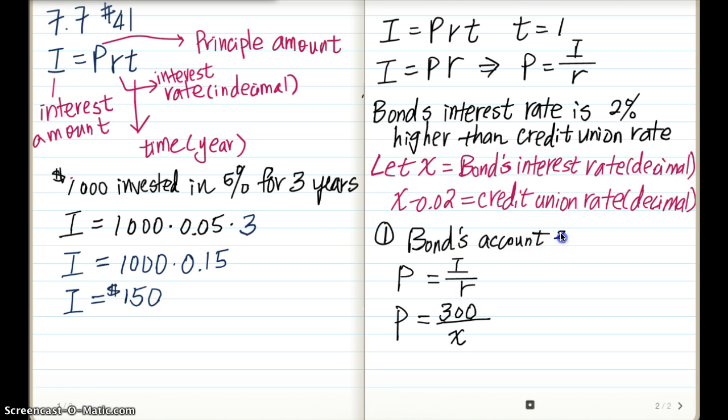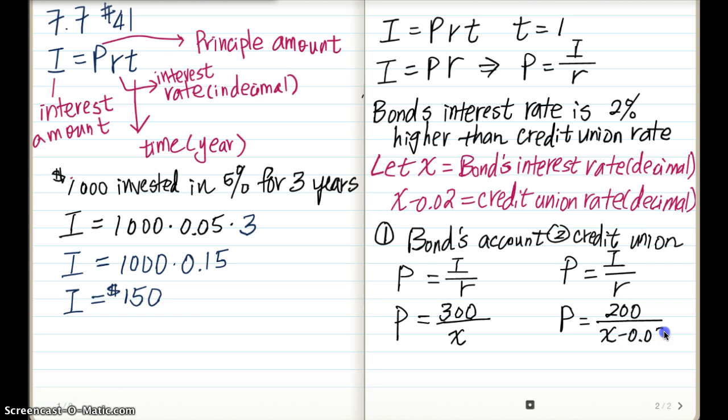Now, what about number 2? Credit union. We have another equation. We don't know the principal, right? And we have this I over R equation. So we know that the principal should be the interest amount, which is 200, divided by the interest rate, which in this case is X minus 0.02.